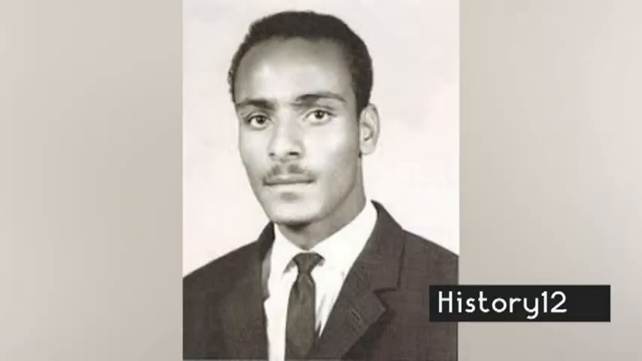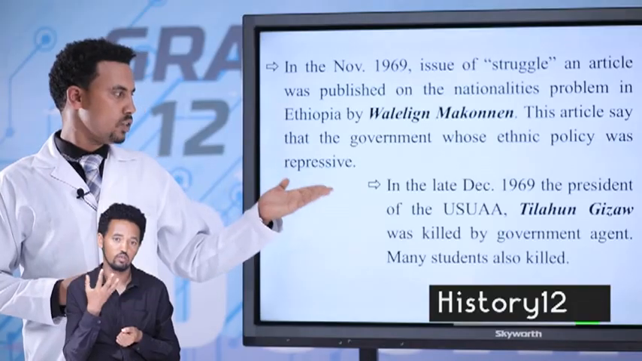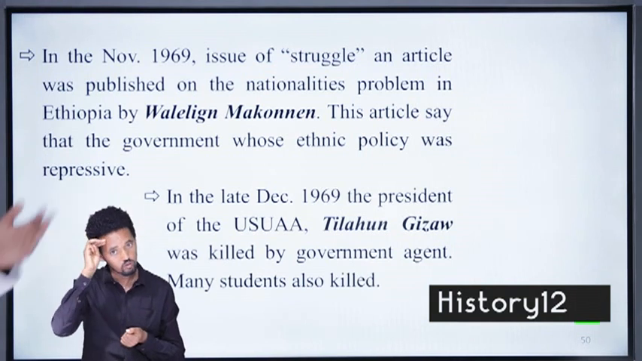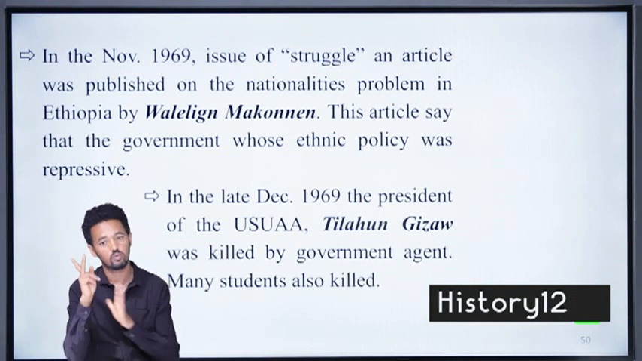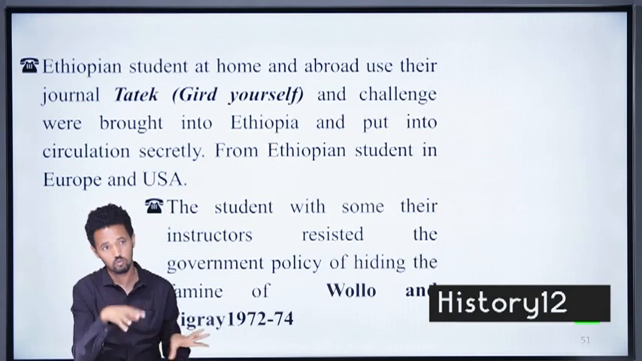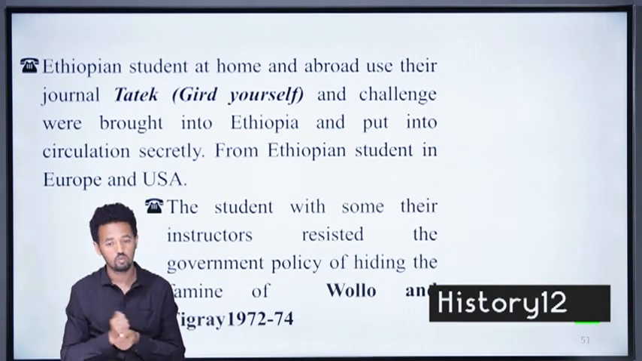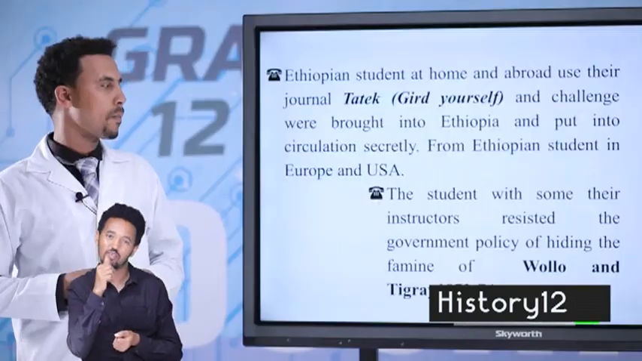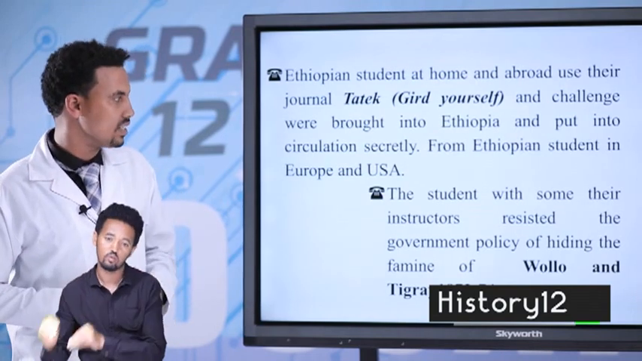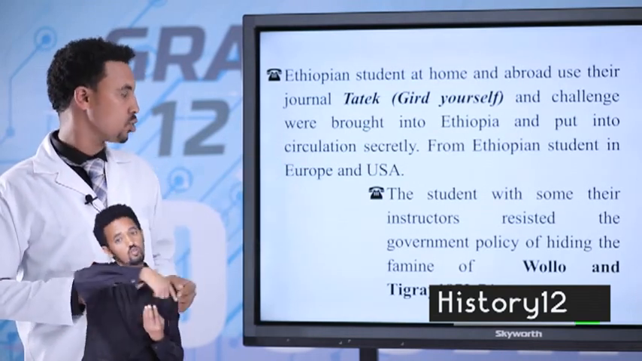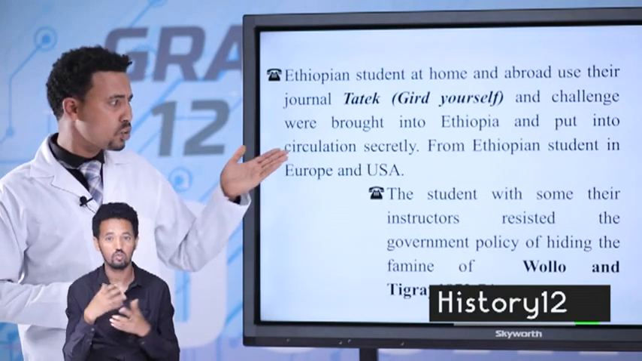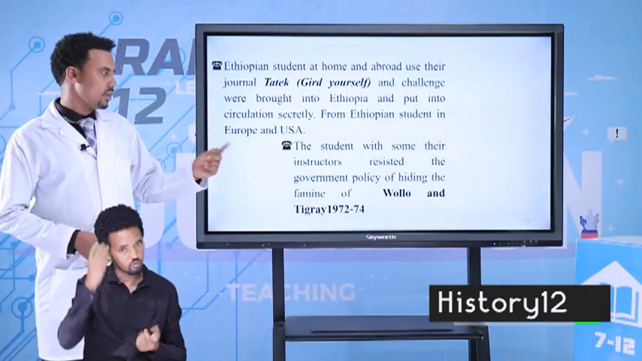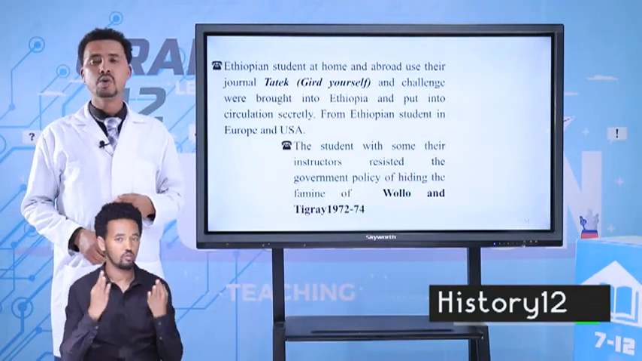Then, in late December 1969, the president of the University Students' Union of Addis Ababa, Tilahun Gizaw, was killed by a government agent. Many students were also killed by this action. Ethiopian students at home and abroad used their own journals. The third journal was Tatek, or Arm Yourself, and Change Was Brought to Ethiopia, which was put into circulation secretly from Ethiopian students in Europe and the USA. Then the students resisted the government policy of hiding the famine of Wollo and Tigray in 1973 and 1974.